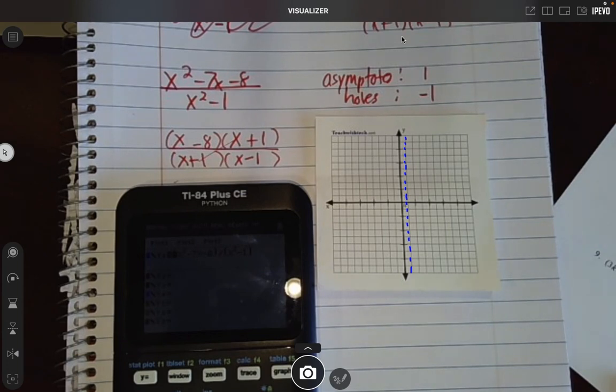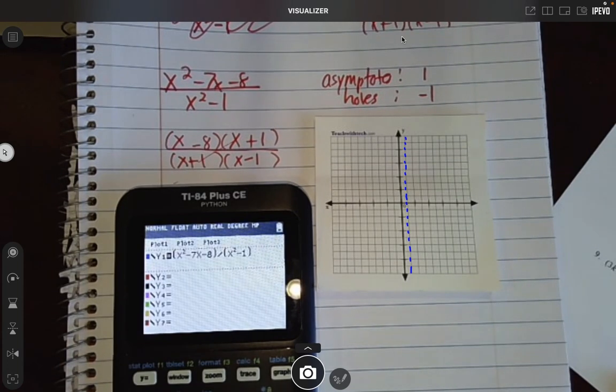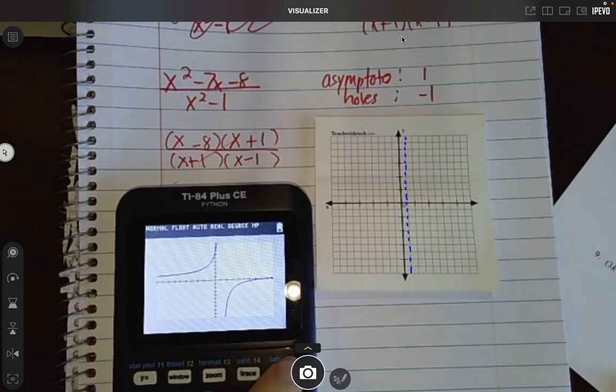There it is again. Okay, so can I press graph? Here's my graph. This is exactly what your graph should look like on your test tomorrow. It's not one of those crazy ones. It took me forever to make one like that.